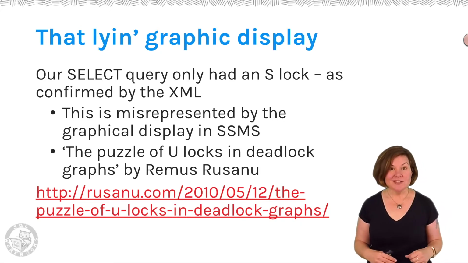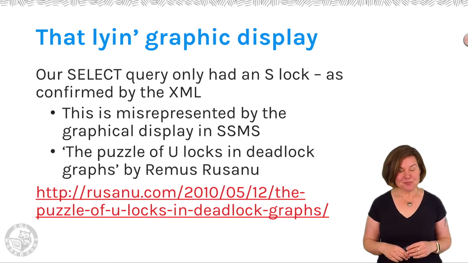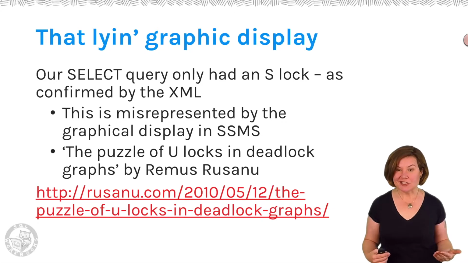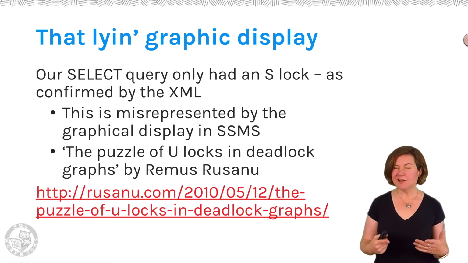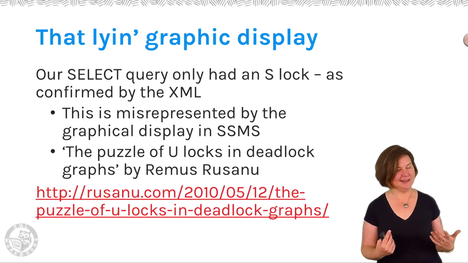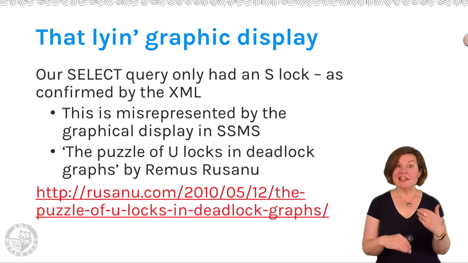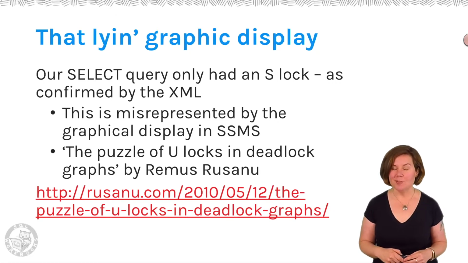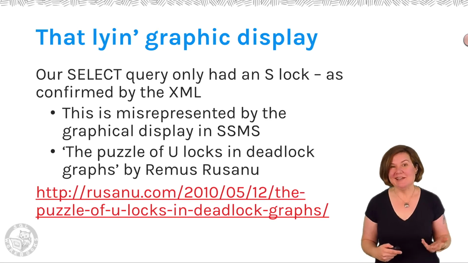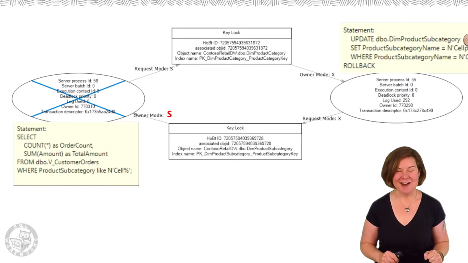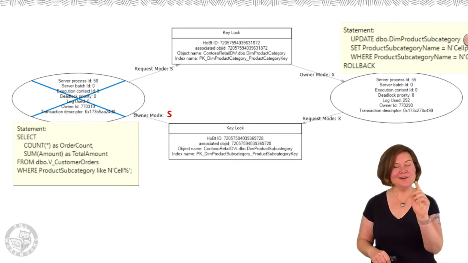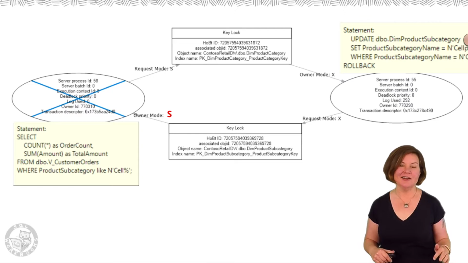There is a blog post on this by Remus Rusanu, who's a member of the SQL Server Engine team, and he explains it is a puzzle when you're looking at that graph. Whenever you see something like that in a graph and you're like, is it really? Looking in the XML can help confirm whether or not it is an update lock. So I've now made a little correction on our graph. I have drawn in and said, okay, no, that's actually a shared lock.